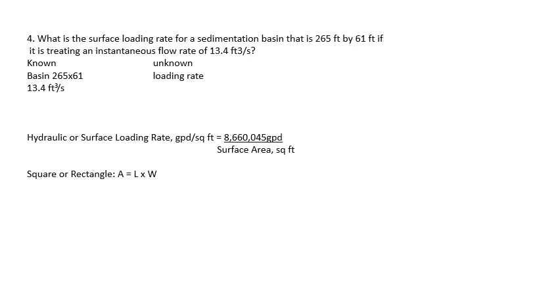Now we're going to solve for the surface area, a rectangle, that is length times width. It's 265 feet times 61 feet. Surface area of 16,165 square feet. Plug that into your formula, do your division. You get 536 gallons per day per square foot.